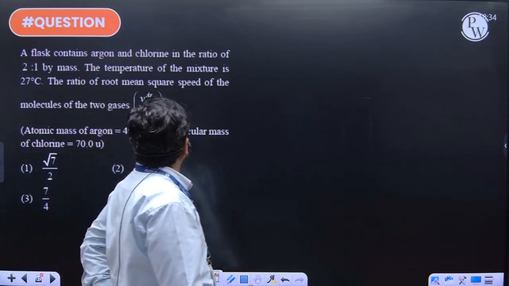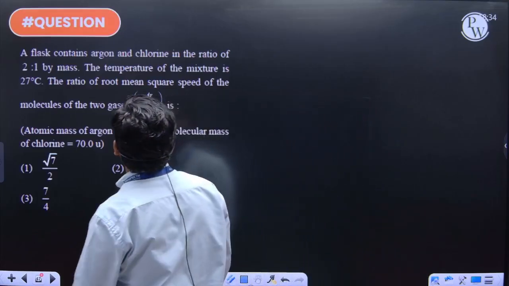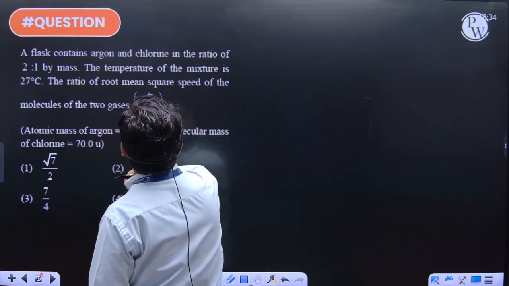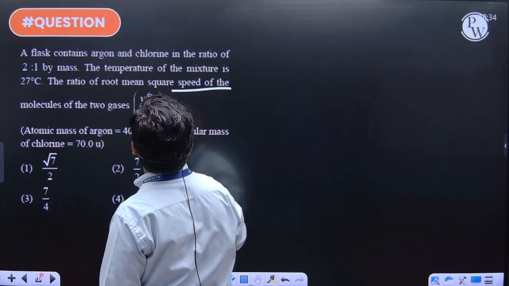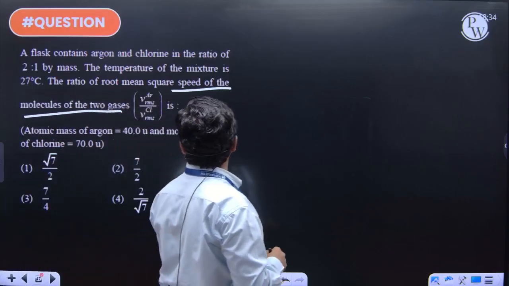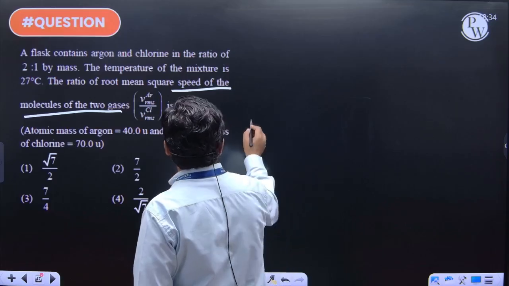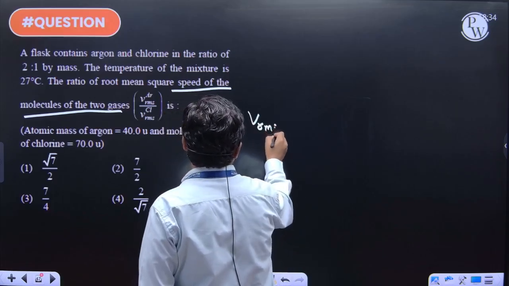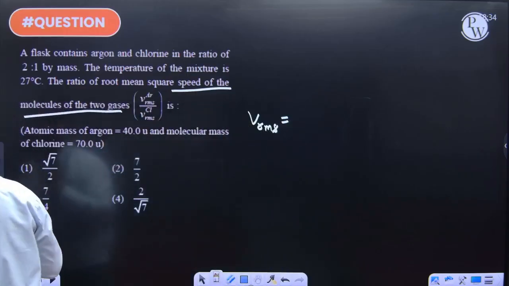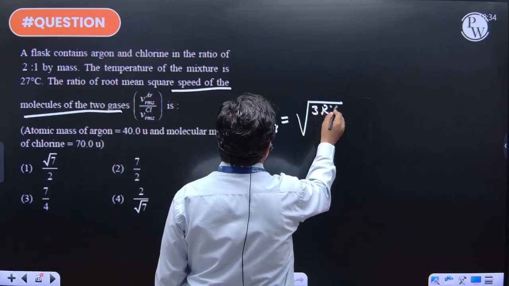A flask contains argon and chlorine in the ratio of 2:1 by mass. The temperature of the mixture is 27 degrees centigrade. The ratio of root mean square speed of the molecules of the two gases. So what is the ratio of root mean square speed of the molecules of the two gases? Okay, tell me the formula of root mean square, VRMS. VRMS formula is root over 3RT by M.